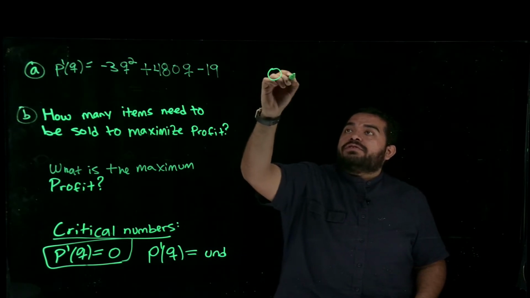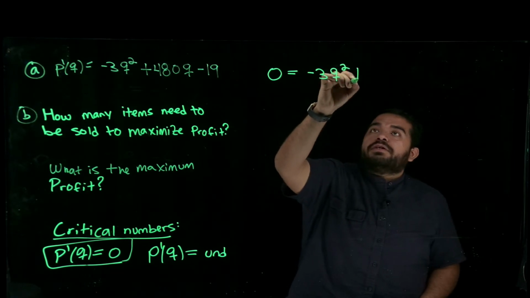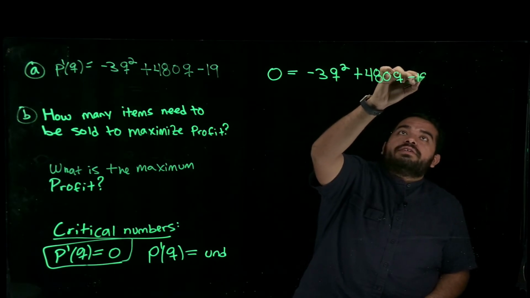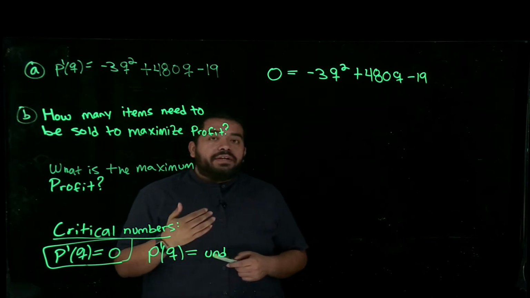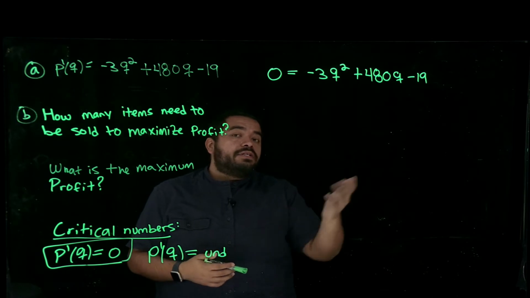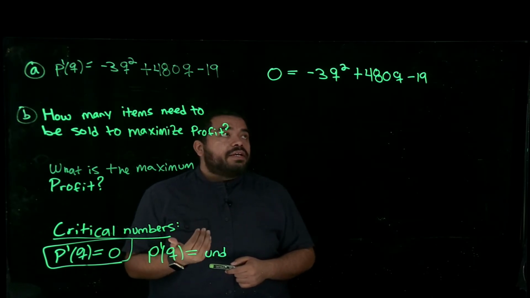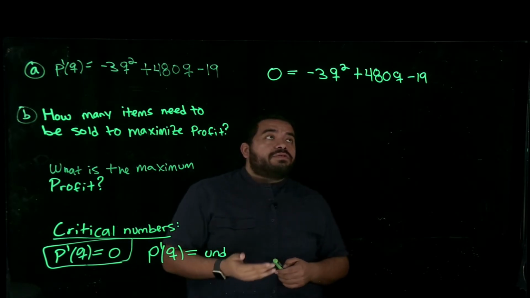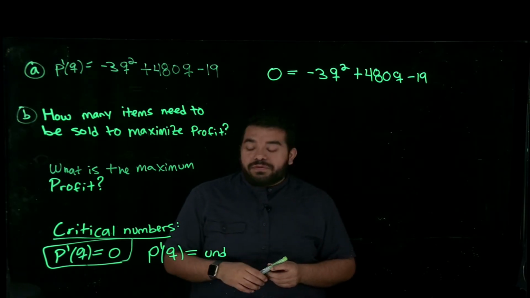So here we have 0 is equal to negative 3q to the second power plus 480q minus 19. Now if you guys remember this from algebra, this is where we have to factor to solve for q. We're trying to make this into a multiplication so that we can use the zero factor theorem and solve for q. It does look like the terms here are going to be a little complicated, so I'm just going to use the quadratic formula.